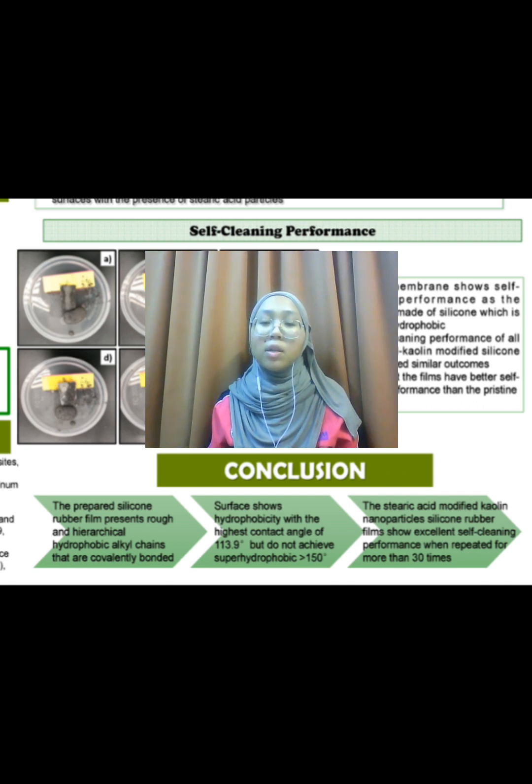In conclusion, the prepared silicone rubber film presents broad and hierarchical hydrophobic alkyl chains that are covalently bonded. Consequently, the surface shows hydrophobicity with the highest contact angle of 113.9 degrees. The silicone rubber film is successfully fabricated via stearic acid modified kaolin nanoparticles. As a result, the stearic acid modified kaolin nanoparticles silicone rubber film shows excellent self-cleaning performance when repeated for more than 30 times. This method provides an efficient, cost-effective, and environmentally friendly process to improve self-cleaning performance, and it is profitable for further studies. That's all from me.